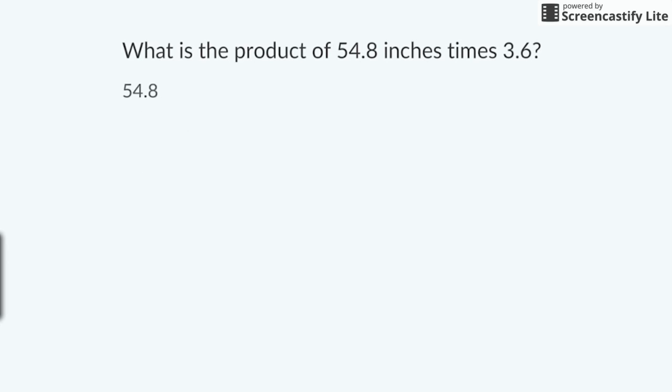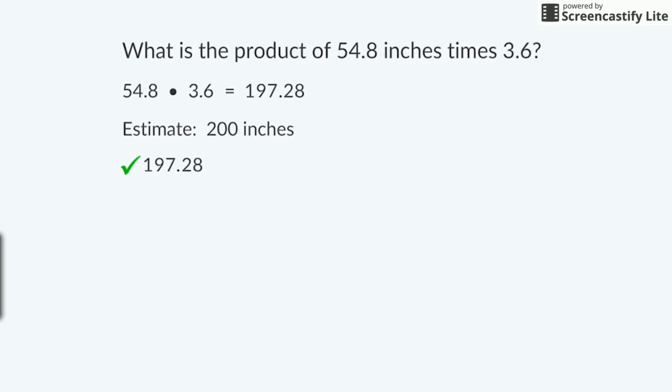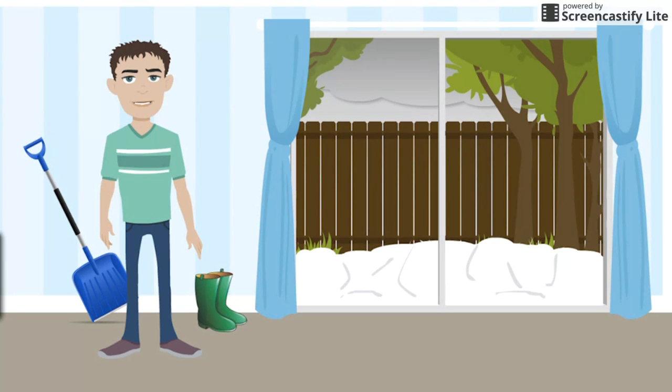I just multiplied 2 decimals to find out that we've had 197.28 inches of snow so far this year. My estimate was 200. Since this is close to 197 28/100ths, my answer seems reasonable. That's a lot of snow. I think I better get my shovel out.